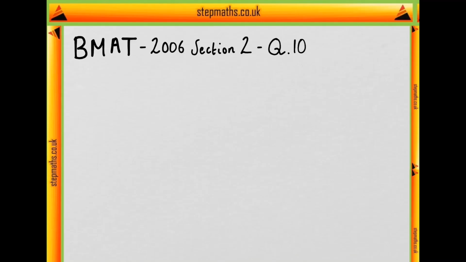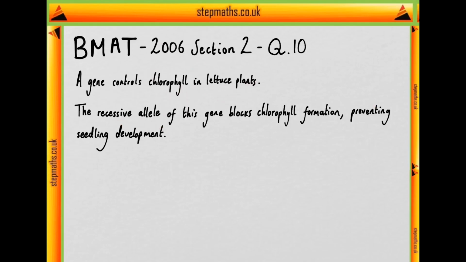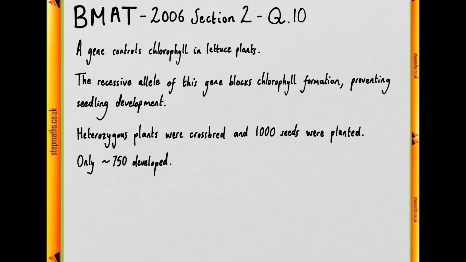In question 10 we have a genetics question. We're told that a gene which controls the production of chlorophyll in lettuce plants has a recessive allele version which blocks chlorophyll formation and that prevents seedling development. So the recessive allele prevents chlorophyll, which prevents seedling development, i.e. life. We're told that heterozygous plants were crossbred and 1,000 seeds were planted and only 750 developed, i.e. 250 must have had the recessive version of the allele expressed.